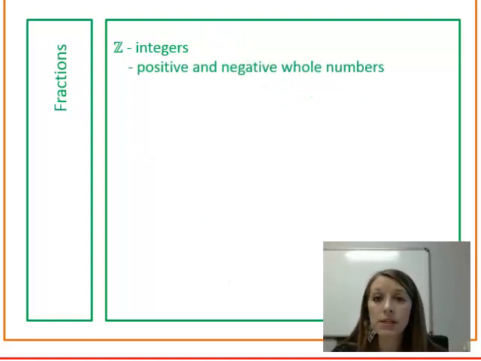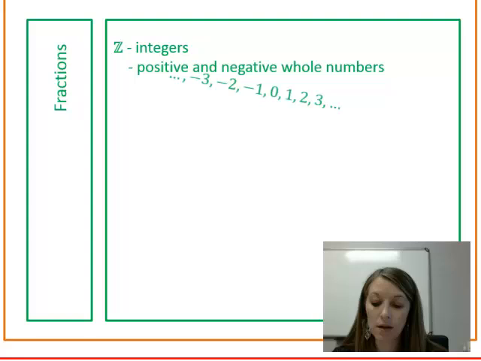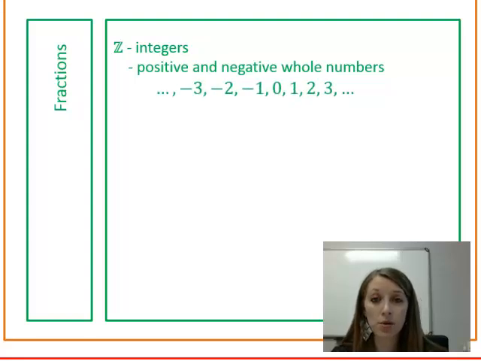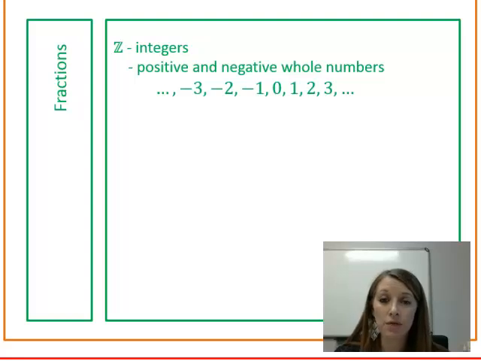These whole numbers can be either positive or negative. So integers stands for all positive and all negative whole numbers, meaning 0, 1, 2, 3 going up, and -1, -2, -3 going down forever in both directions. If you were to draw a number line, these were probably the numbers that you would draw first on your number line, all the integers.